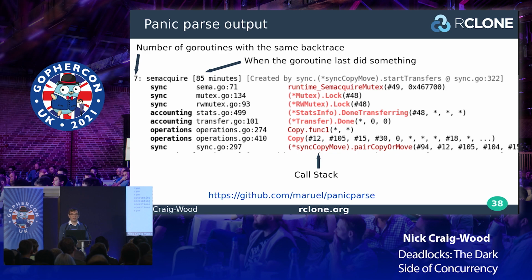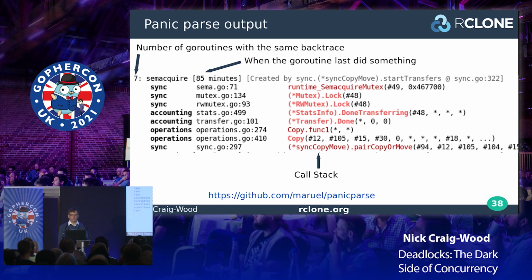The text output of panicparse shows a stanza for each goroutine, rather like we've seen before. It aggressively collapses goroutines with similar stacks together, like the HTTP debug handler, but better. Here's what a stanza looks like. On the left, you can see a number, in this case 7. This is how many goroutines like this there were. And really usefully, it prints the time that it's been paused, in this case 85 minutes.